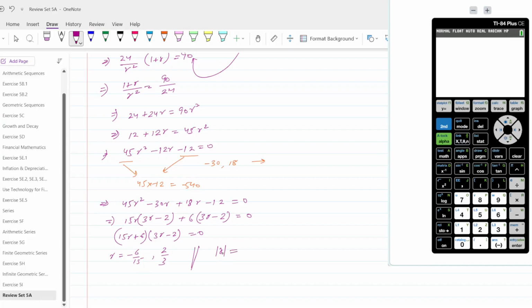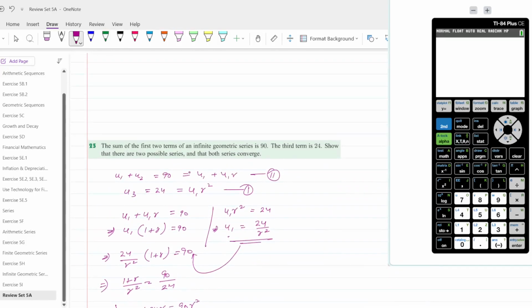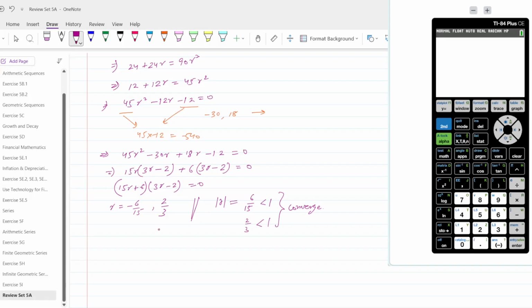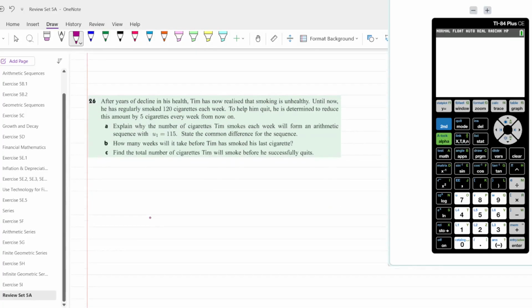In both cases, the absolute value of r is 6 by 15, which is less than 1, and 2 by 3, which is also less than 1. So in both cases, the series converge. So we have shown it. And since there are two values of r, there are two possibilities for the series. Let's go to the next problem.